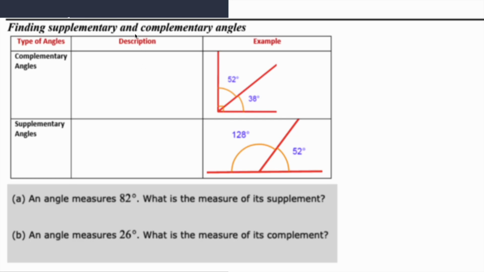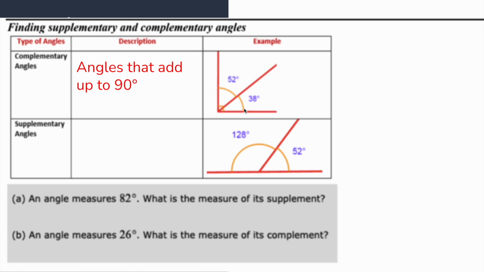So in this one, we're going to talk about a couple more definitions for angles. We have supplementary and complementary angles, and we're going to find angles that are supplementary or complementary. First we need to know what that means. Complementary angles are angles that add up to 90 degrees. So if they're complements of each other, it means the two add up to 90.